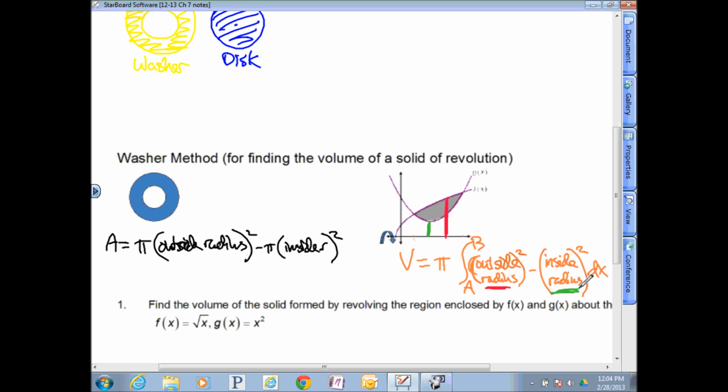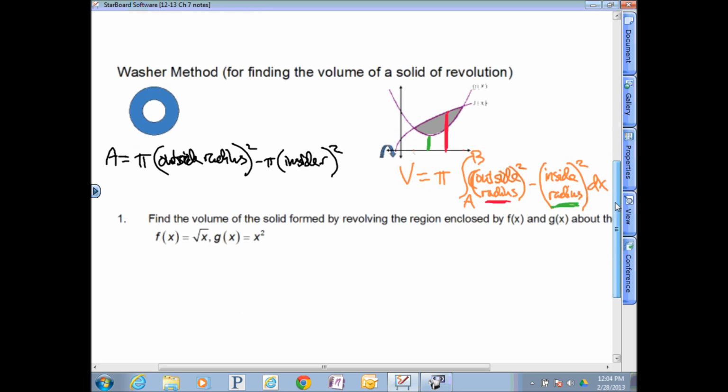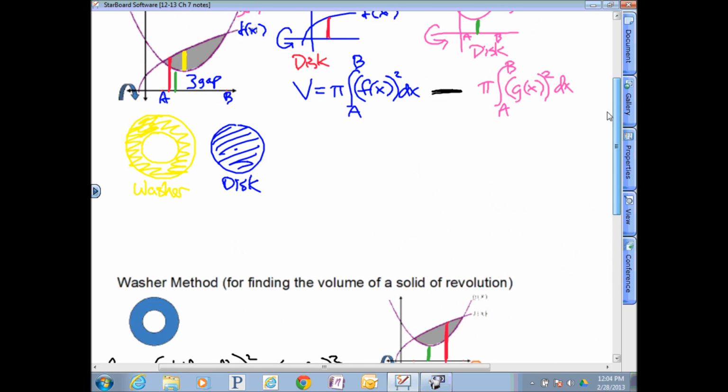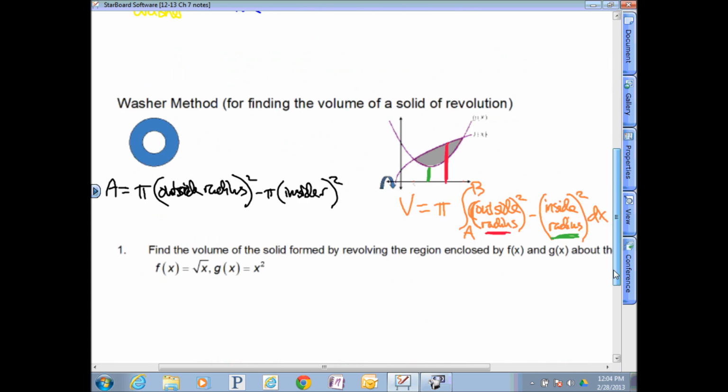So this washer method is going to be a bit confusing for people, especially on the heels of disk method, which we're still trying to figure out. When do I use washer method? I use it when I look at this yellow representative rectangle and it is not attached to the axis I'm revolving it around. If it attaches itself, we use disk method. If it doesn't attach itself, we use washer method. All right, so let's try a couple problems here.